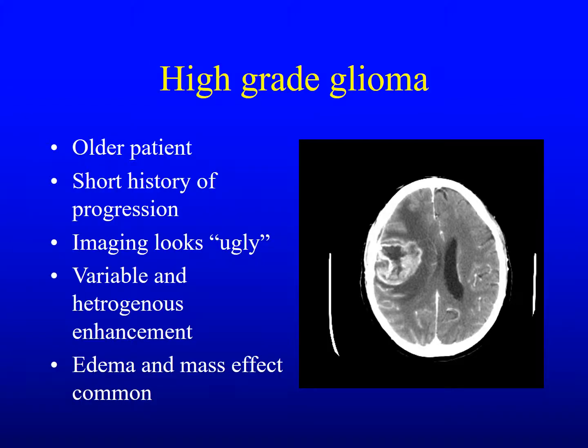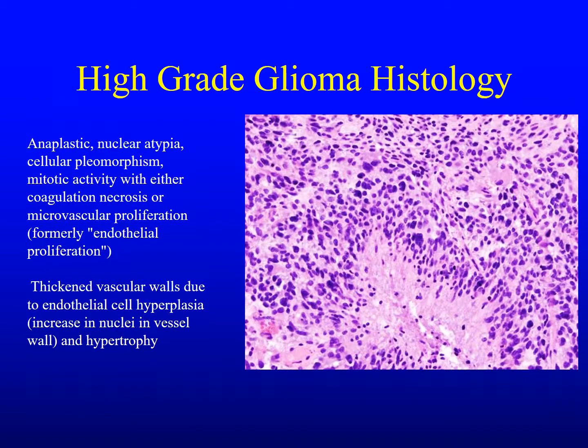High-grade glioma is more common in the elderly patient, a very aggressive tumor, short history, and the imaging looks very ugly. A lot of swelling and edema around the tumor, and that's what you can see here. So usually very cellular, anaplastic, atypical cells with increased mitotic activity and necrosis in the center of the cells. There's thickened vascular walls, as you can see here, and cell hyperplasia, making this pathognomonic for a high-grade glioma. And once again, we'll take a look at it in the pathology lab when we're in the lab.